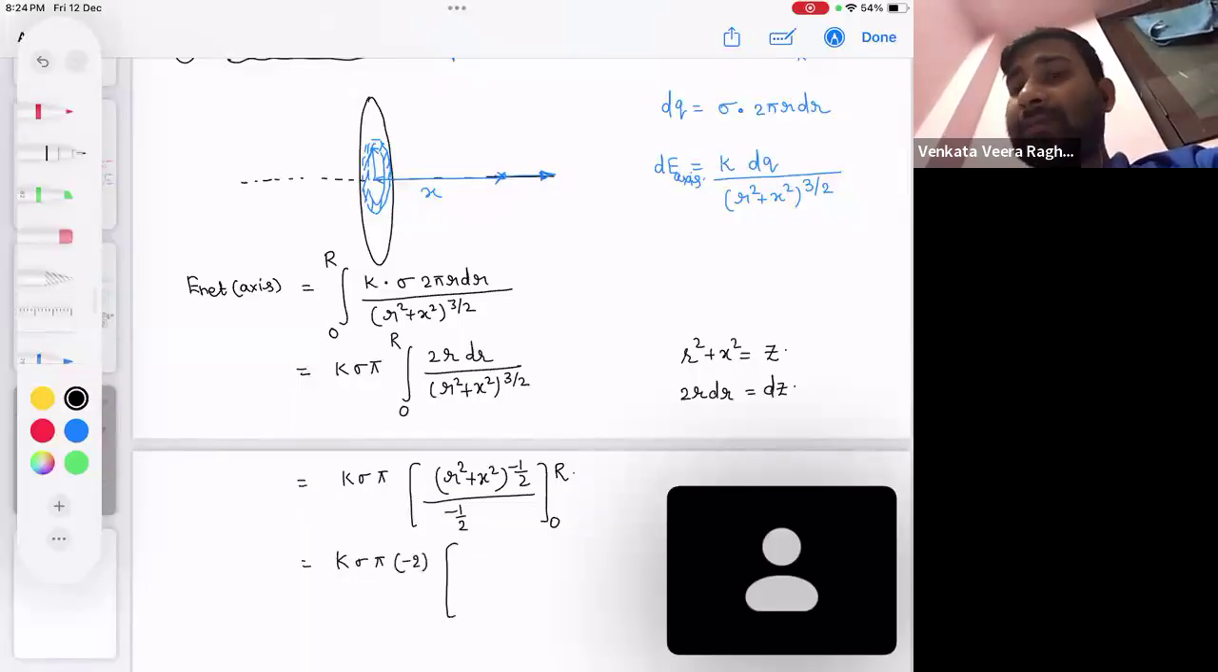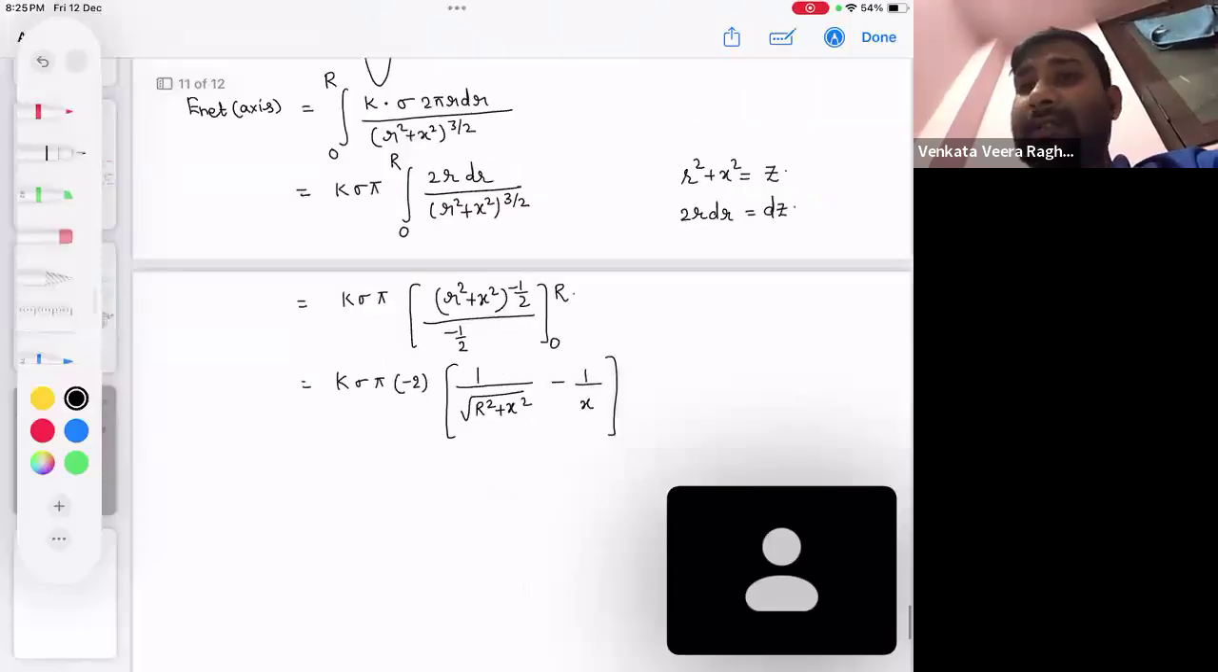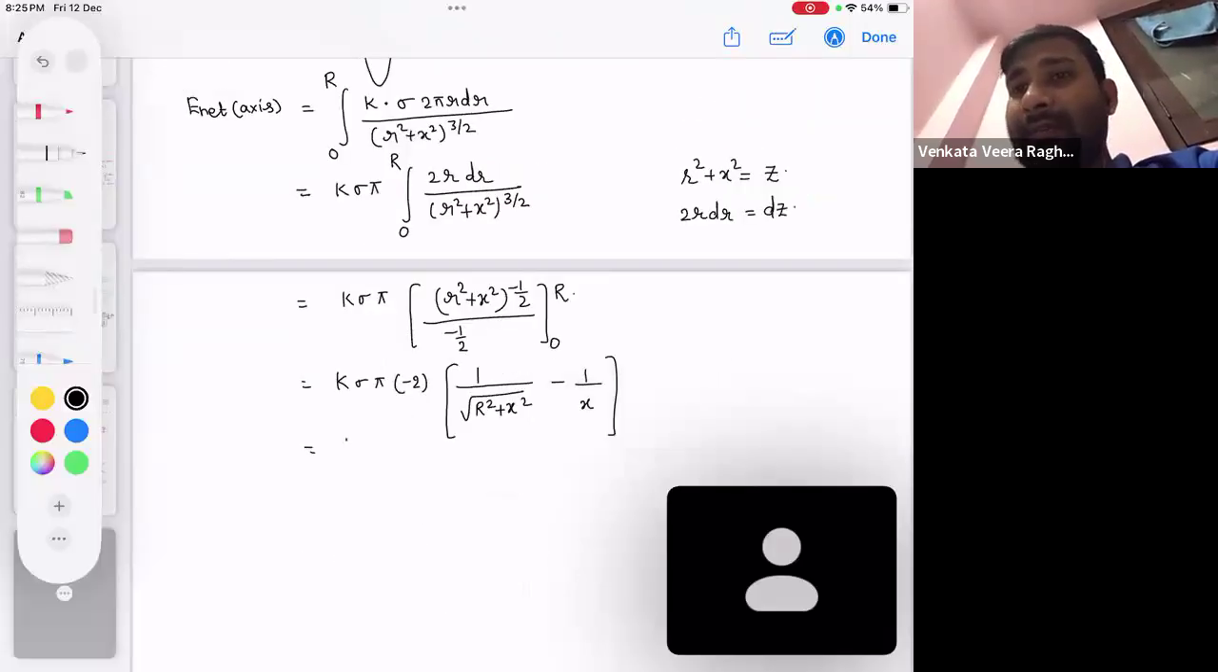And now I am going to put the limit. If I put the upper limit, we get 1 by under root of r square plus x square. And if I put the lower limit, that is coming 1 by x square under root, so 1 by x. Let's send this minus 2 inside. So we have k sigma pi 2. Is this part clear to us?